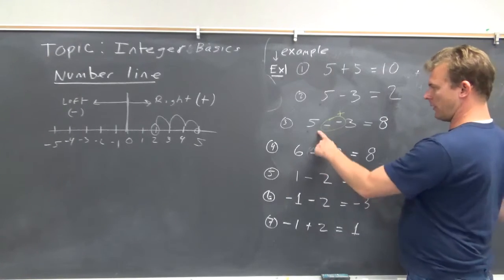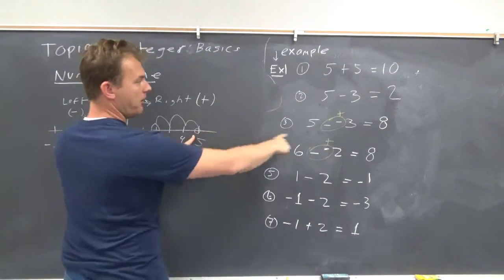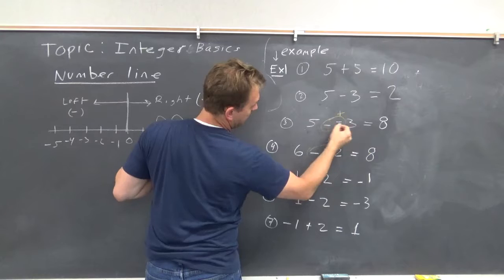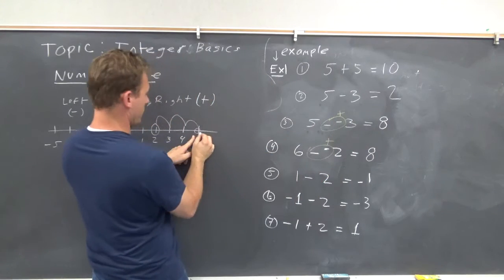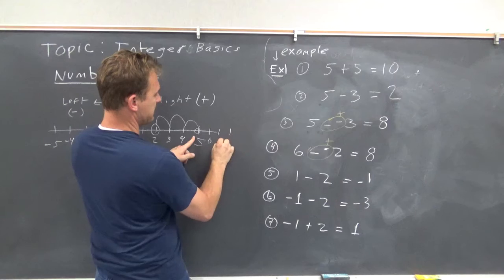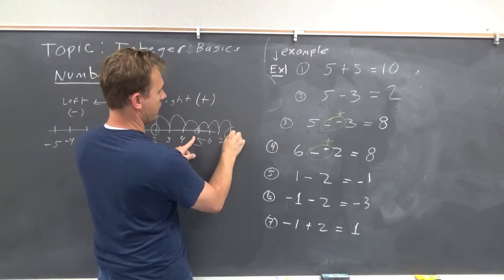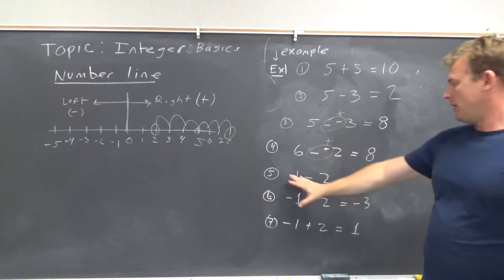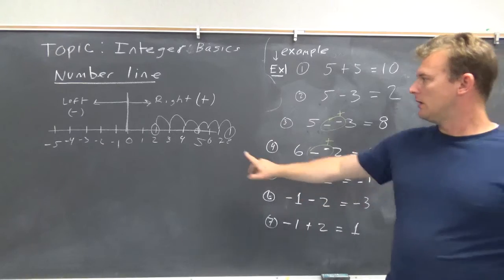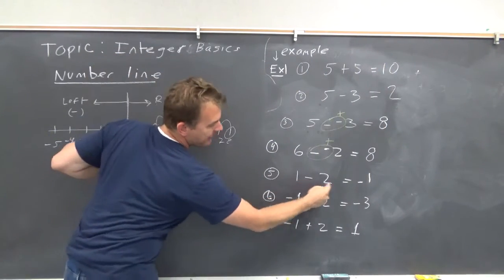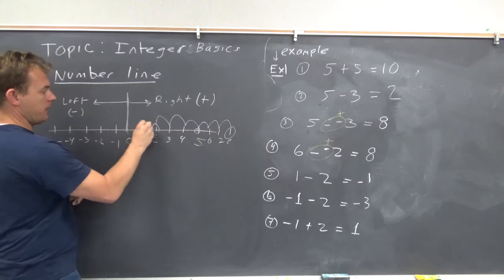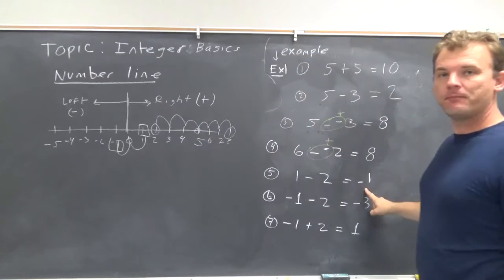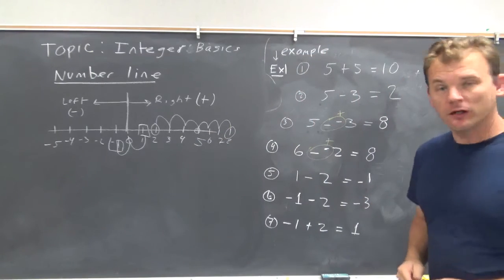Let's do one of these. We have 5 minus negative 3. If it's a negative, technically this is going to be positive. So we're going to go 1, 2, 3, and that's where you get 8. Okay, so that's the number line part, and you can do this on every one. Remember, start at 1. Here's 1 minus 2. So here, 1, 2, and that's where you get negative 1.